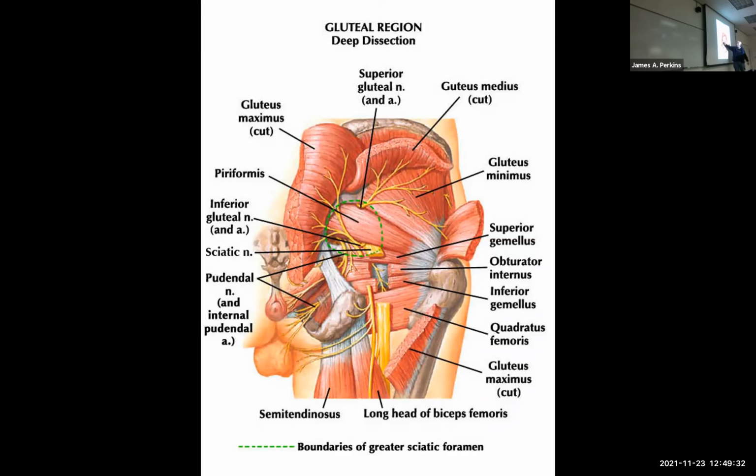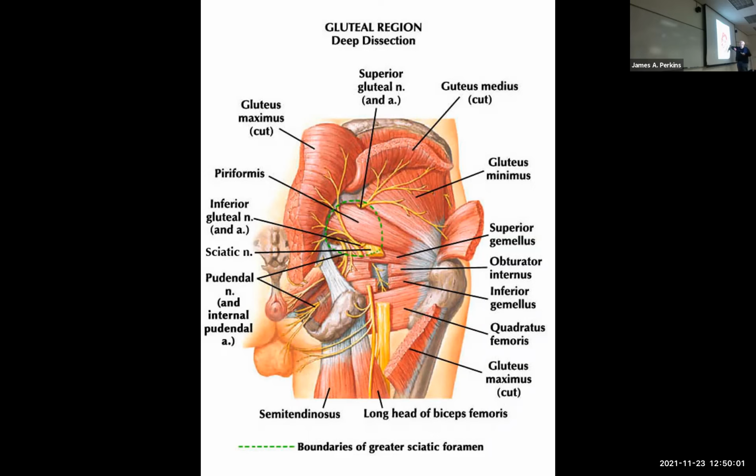So let me first talk about all the muscles here that lie deep in the gluteal region, and then we'll come back and talk about the nerves, as well as arteries, which are labeled on here, but they're not actually shown in the picture. For some reason, Netter never did a painting of the arteries of the gluteal region. I haven't had time to get around to making them.